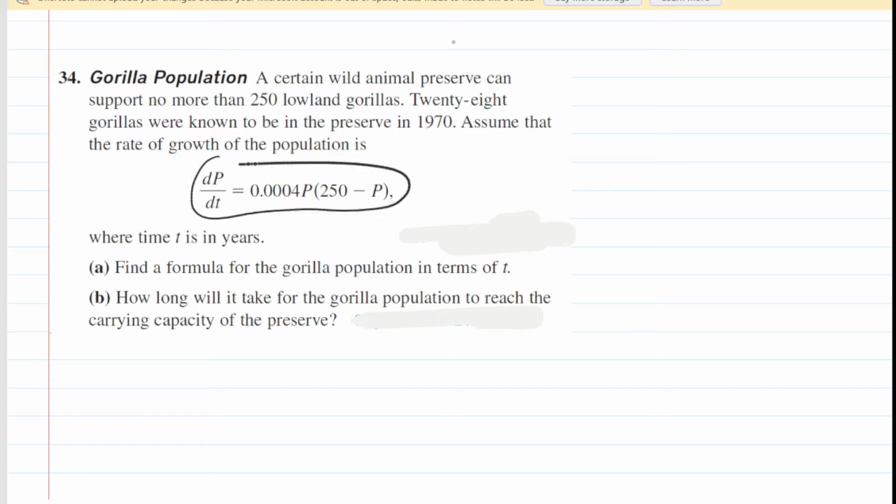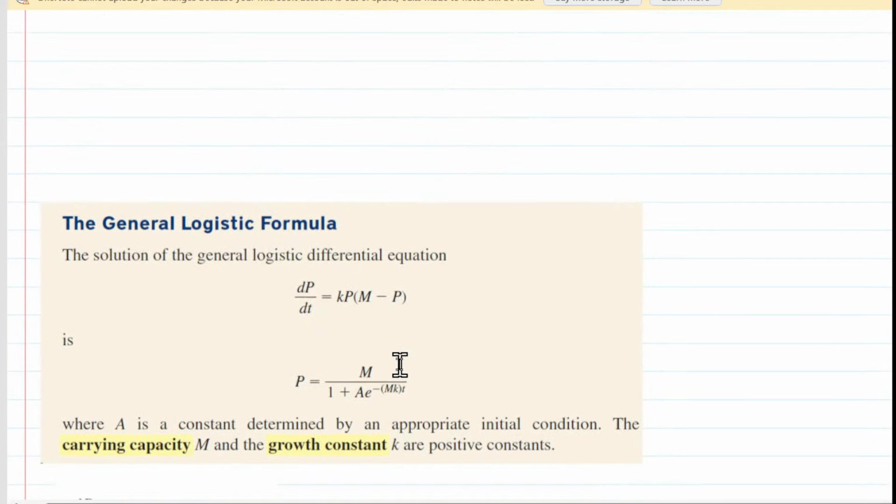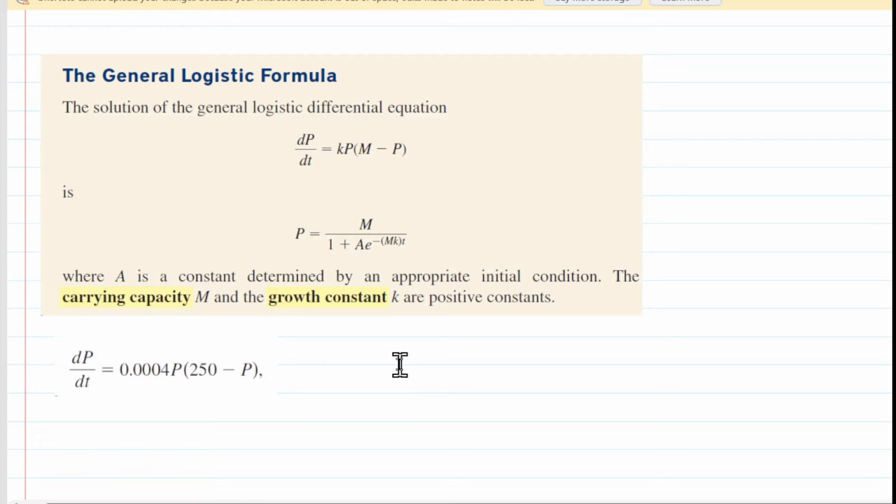given differential equation. Now, you probably have noticed that this given differential equation is in the form of the so-called general logistic formula. So the textbook gives us the general solution to this general logistic formula. And so one option would be for us to compare the given equation to the general and then plug the values in to get the solution.